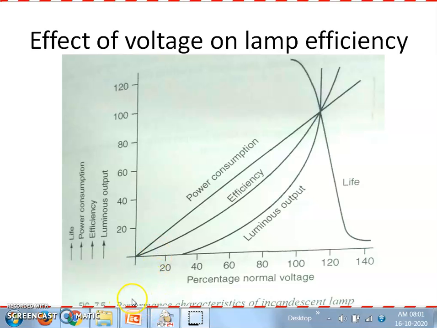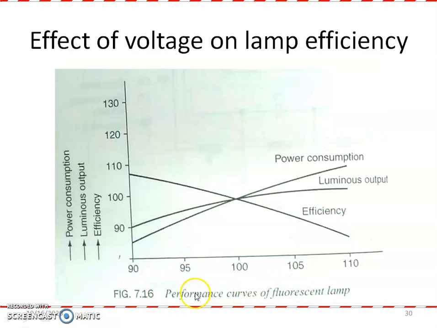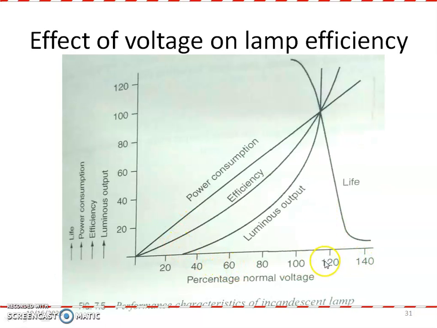And one thing I need to highlight here: these are the performance characteristics of an incandescent lamp. The previous one was the performance curves of a fluorescent lamp. In both characteristics, when you reduce the voltage slightly, you may get higher efficiency. That is the main thing you need to observe here. At 10% lower voltage, your efficiency is high, right? And also, when you reduce some amount of voltage, your life is increasing.